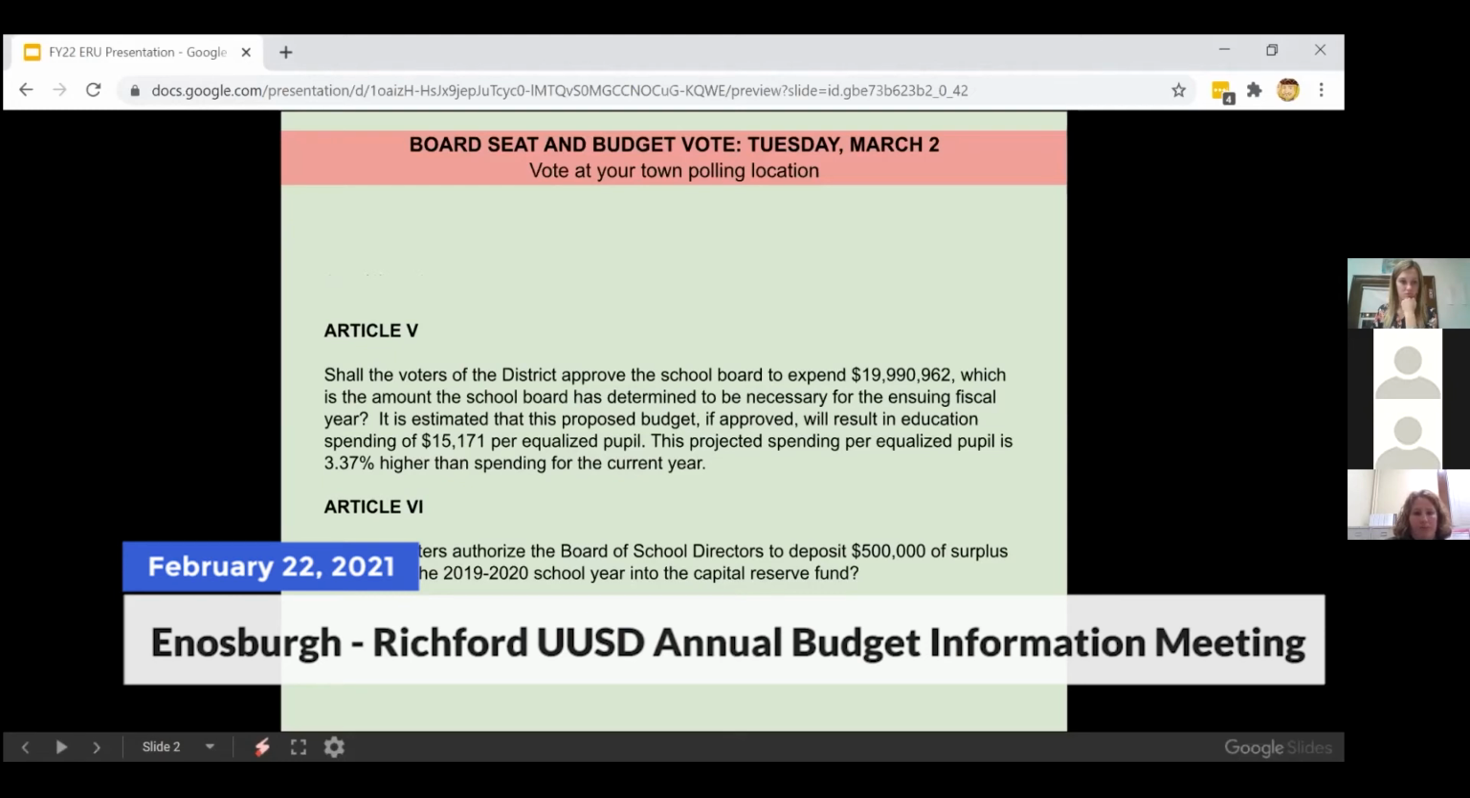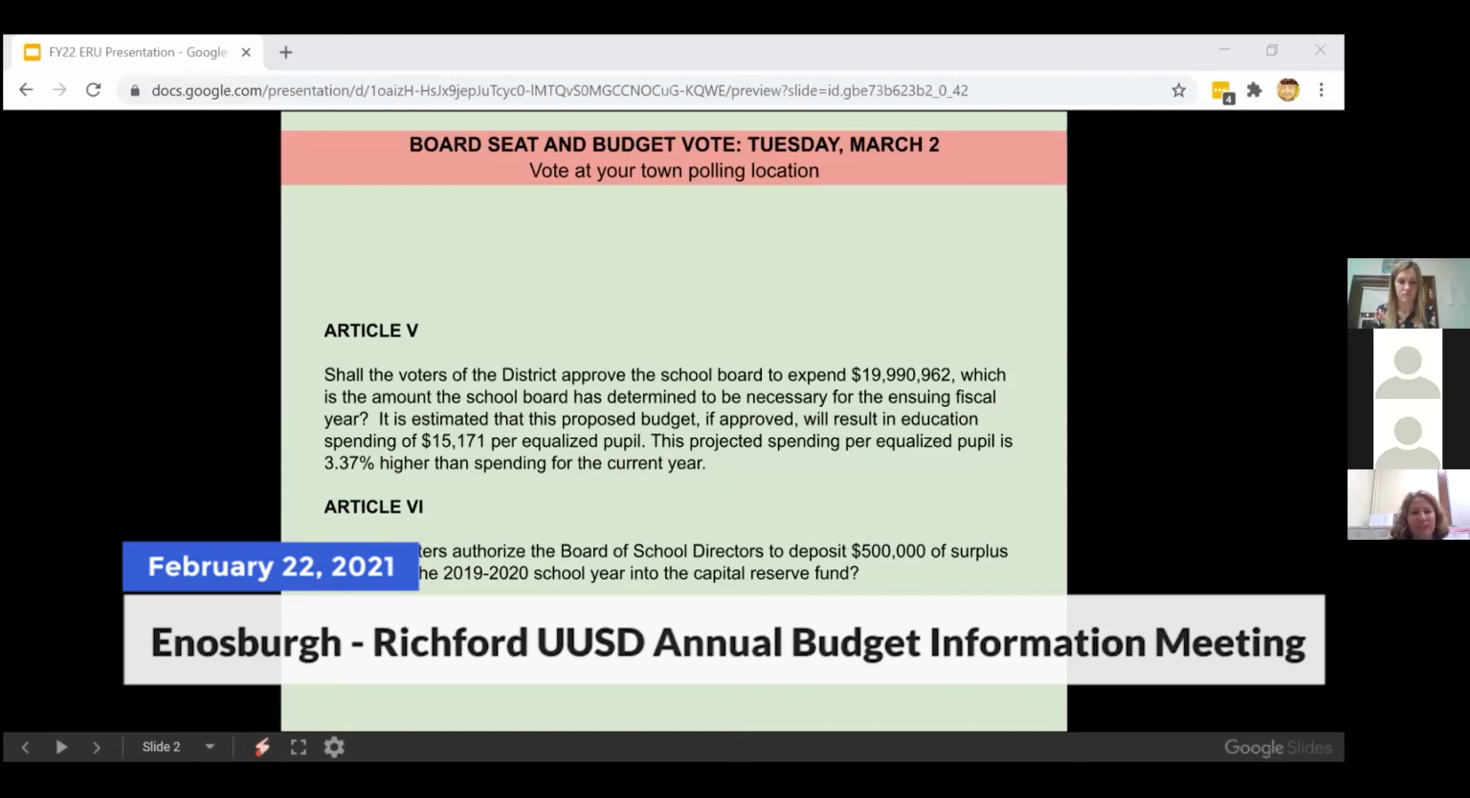Okay, Article 4. As you can see, shall the voters of the district approve the school board to expend $19,900,962, which is the amount the school board has determined to be necessary for the ensuing fiscal year. It is estimated that the proposed budget, if approved, will result in education spending of $15,171 per equalized pupil. This projected spending per equalized pupil is 3.37% higher than spending of the current year, which through the presentation tonight, we're going to be explaining in detail.